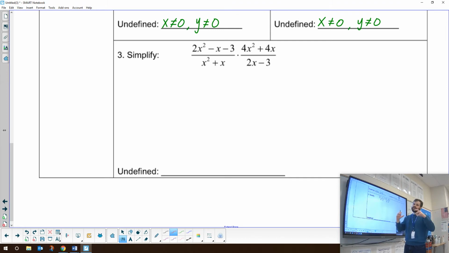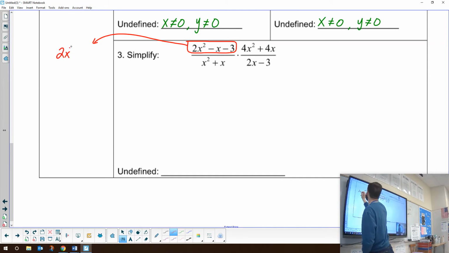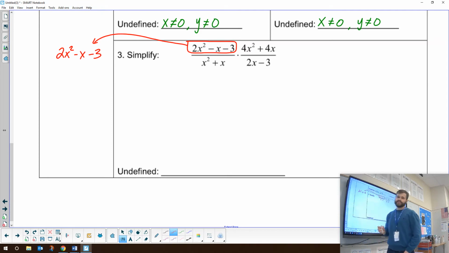In other words, we can just make one big fraction. So let's start off. I'm going to take this 2x squared minus x minus 3 over here so I can factor it. First step in factoring, look for a GCF. Second step, decide how many terms I have. Here I could have 2, 3, or 4 terms. Here I have 3 terms.